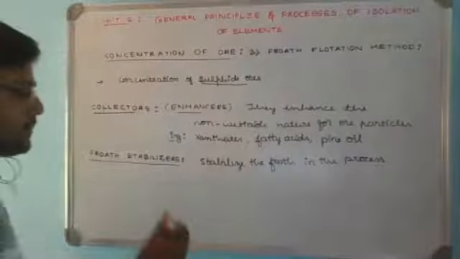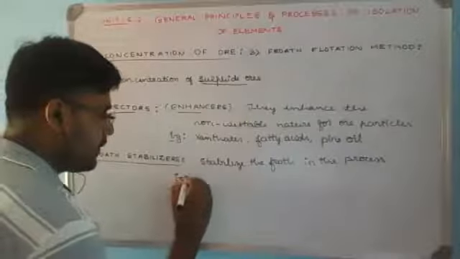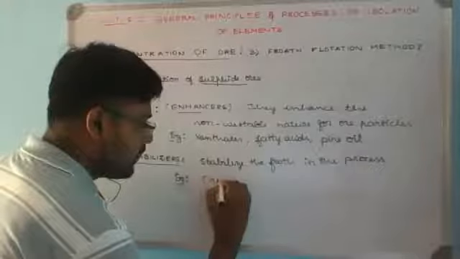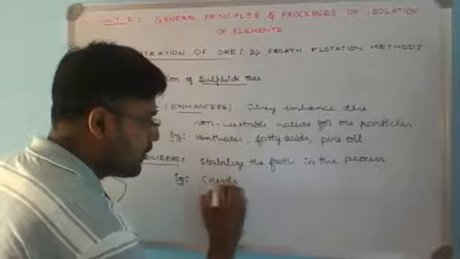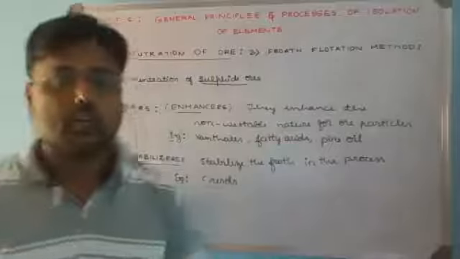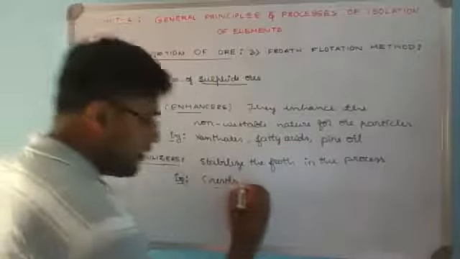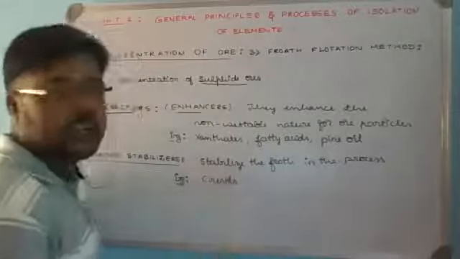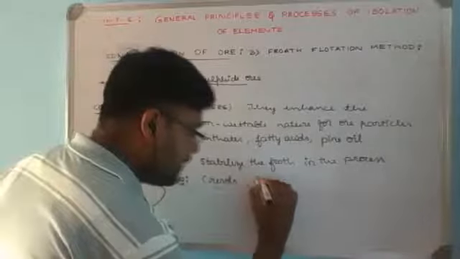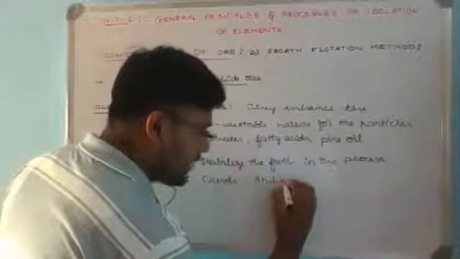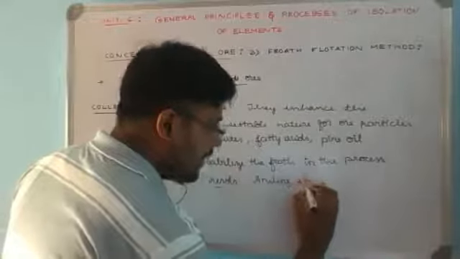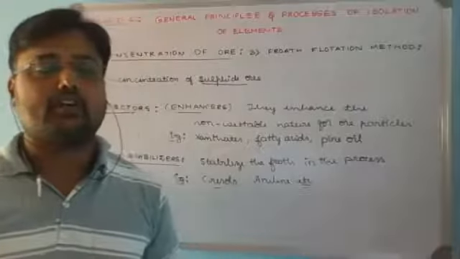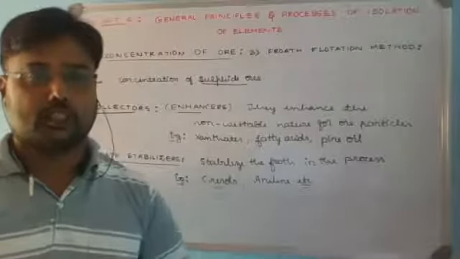Such chemical substances are cresols. Cresols are phenolic compounds. We'll consider them in detail when we are learning the unit on phenols, with the structures. We'll learn cresols, aniline, etc. Anyone you can remember? As a froth stabilizer, they give stability to the froth formed in the process.